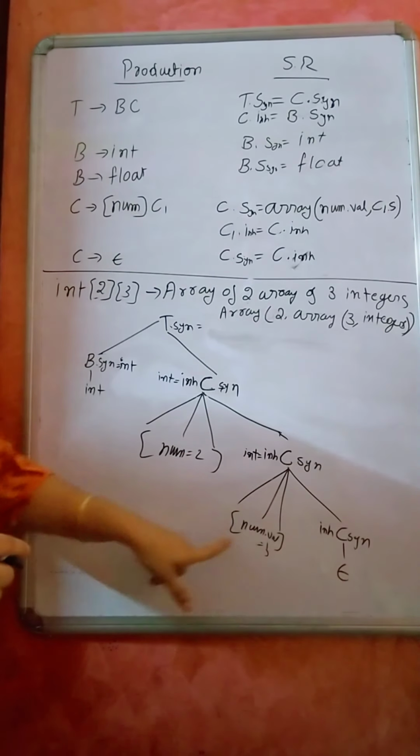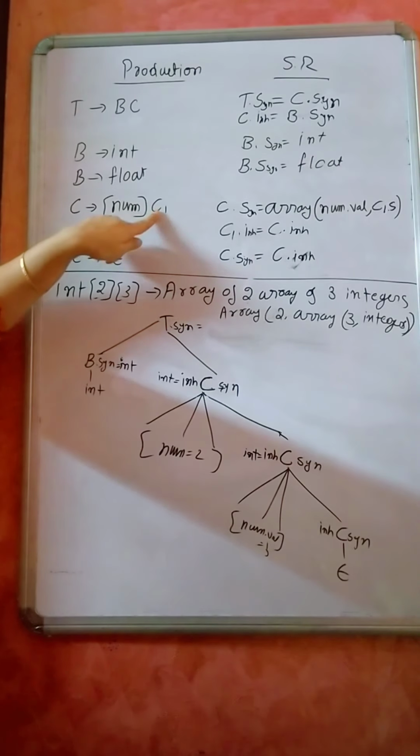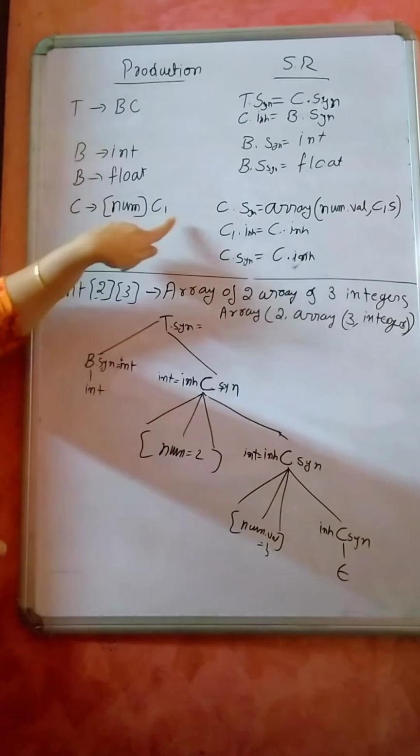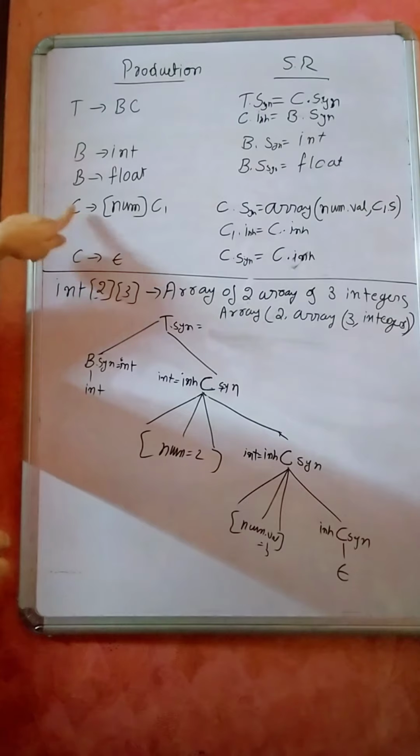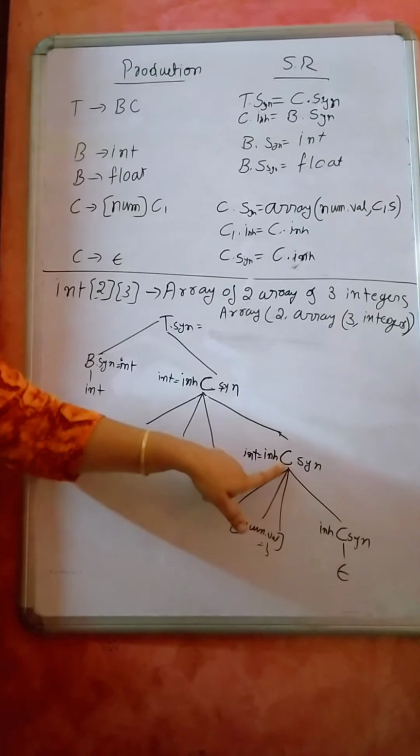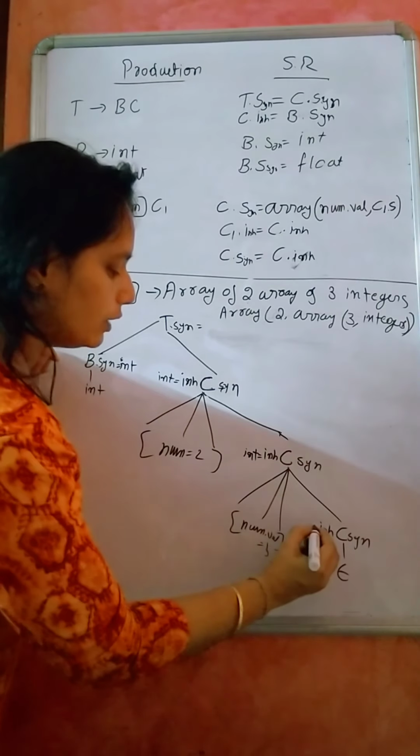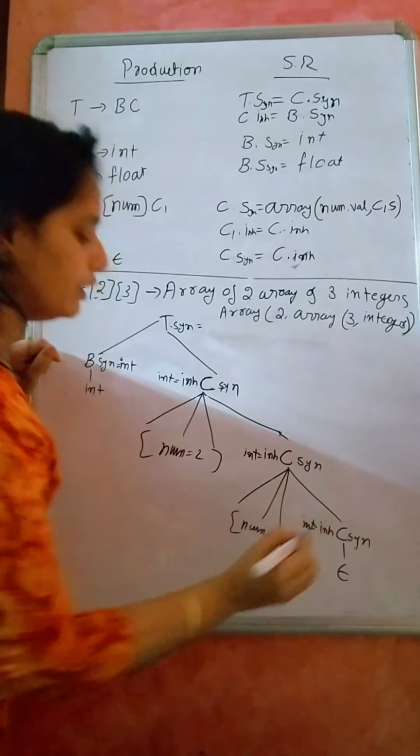Again I am using this particular production. So what is my C1 dot inherited? It is C inherited. What is the C? Head of the production. Now for this, which is the head? What is head inherited value? Integer. So that will be the value of the inherited value in this case.